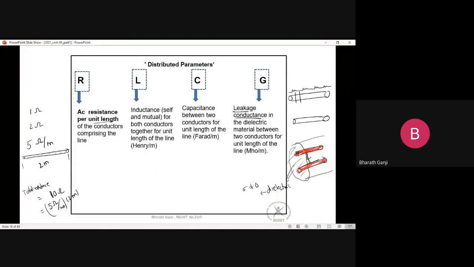as a parameter. So this leakage conductance is in the dielectric material between two conductors for unit length of line. So it's per unit length another parameter.